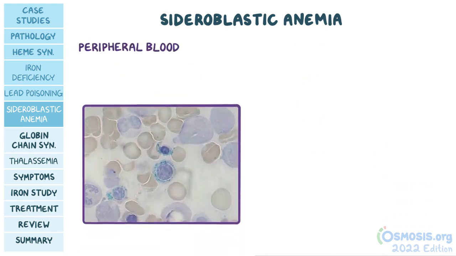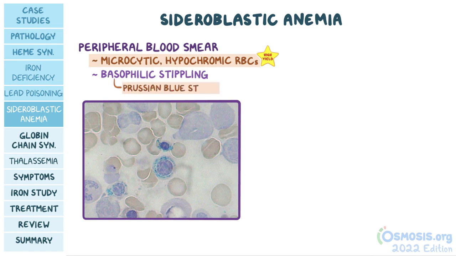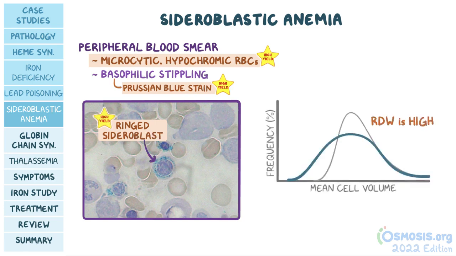On a peripheral blood smear, we get microcytic, hypochromic RBCs, and basophilic stippling, so it's similar to lead poisoning. However, the specific test to use is the Prussian blue stain, which shows the iron-laden mitochondria forming a ring around the nucleus, giving the classic ringed sideroblast appearance. Finally, the RDW is high as we get a mix of normal-sized cells and newly produced microcytic cells.